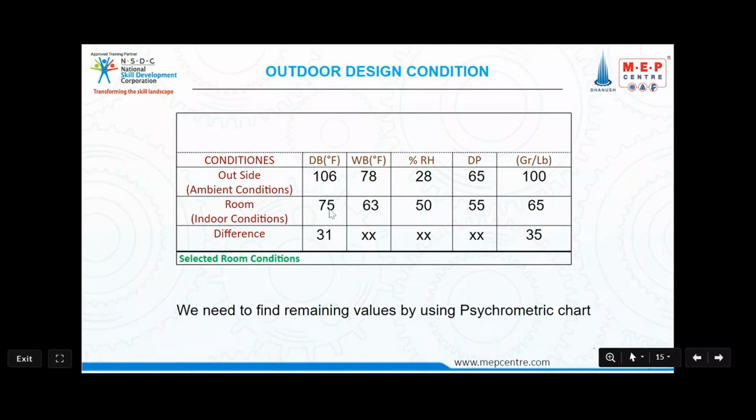next the difference is 106 minus 75, which is 31 Fahrenheit, and difference in humidity ratio is 35 degree Fahrenheit. Sorry, 35 grains per pound. Okay.